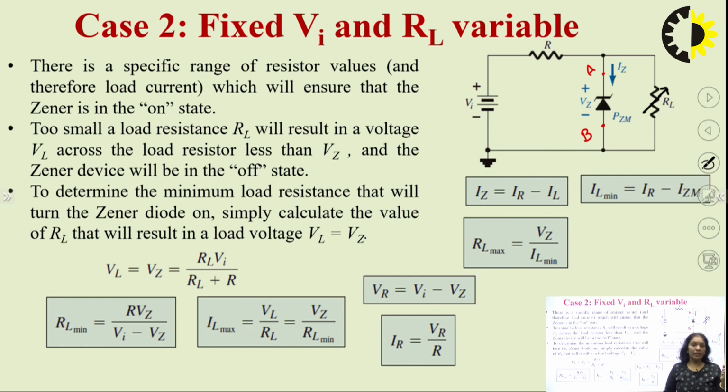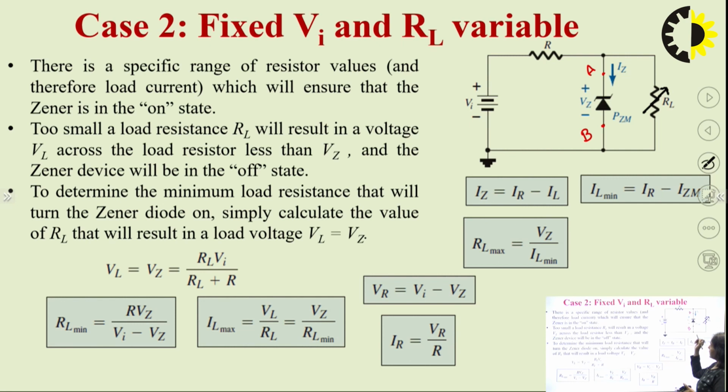So we want the minimum value of the RL which can make our Zener diode in on state, and the maximum value of the RL, so that the current flowing through the load resistance is within the maximum range. That is, if IZ max is given, then the current across the load resistance must be less than that IZ maximum. So this is how we can find out the range.